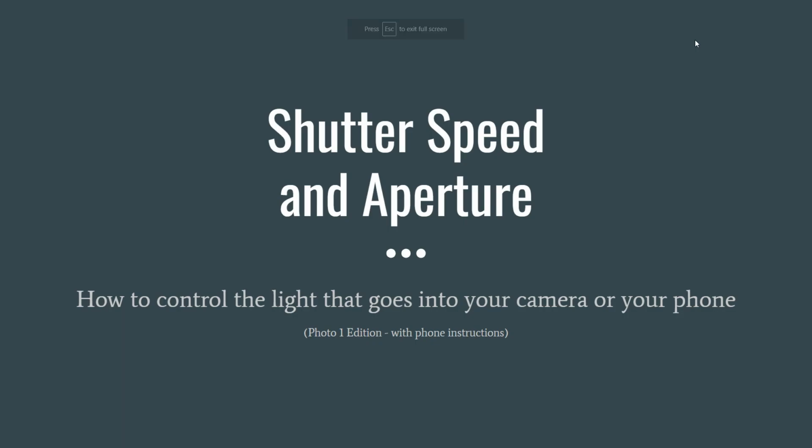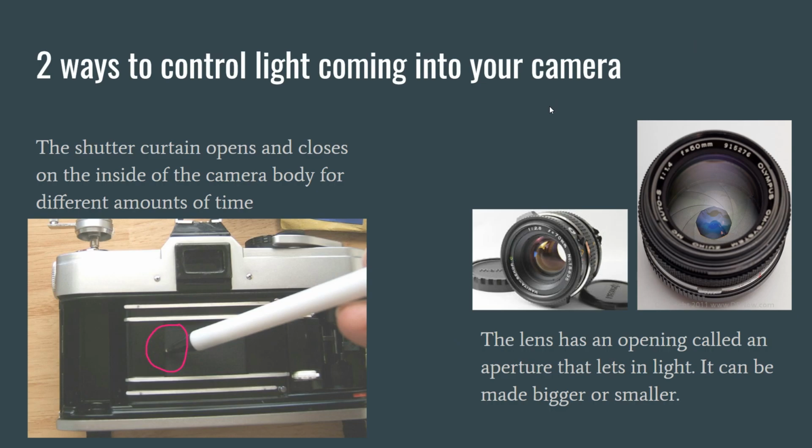So in this video, I'm going to give a very basic, kind of Photo 1 level explanation of shutter speed and aperture and how they let light into your camera, and then how you can control them both with a camera and a phone. Again, this is a Photo 1 level. I'm not even going to talk about ISO, but I do have a video at a more advanced level that talks about that.